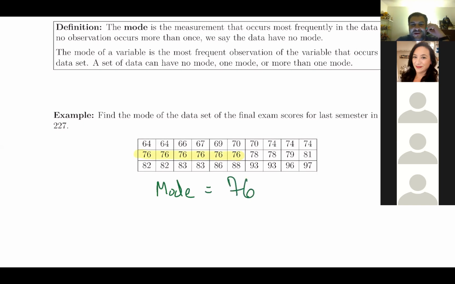And that's how you find the mode. So it should be pretty nice and easy. All you have to do is just look at which number repeats the most. Whichever number repeats the most, that's the mode.